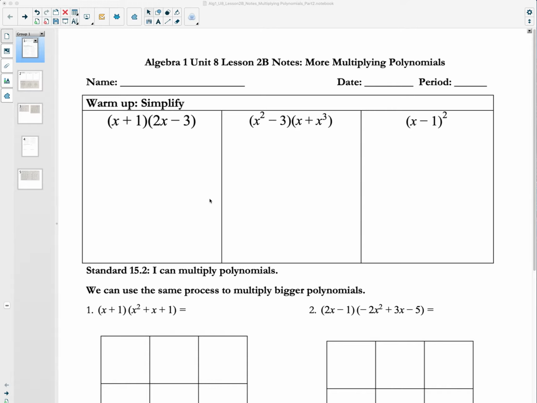Well, this lesson really is just a continuation of the previous lesson, and we're still going to be multiplying polynomials. What we're going to do is show you how to handle multiplying polynomials when it's not just a binomial times a binomial. So a binomial times a trinomial. We're just going to expand what we did last time and talk about a few little details.